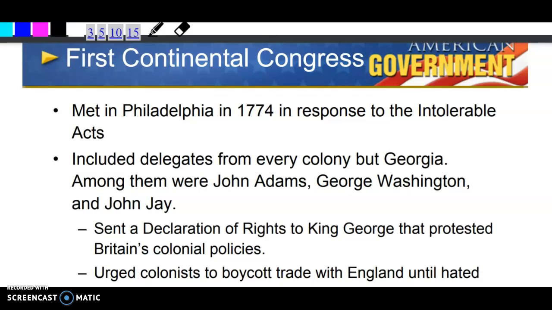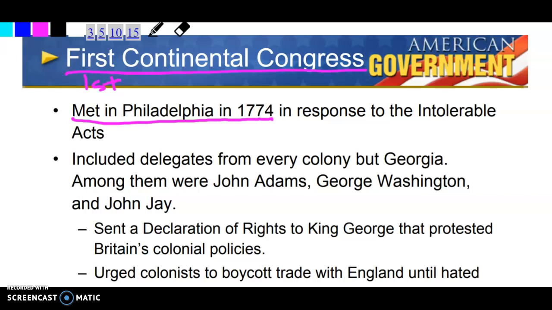Your next heading, the First Continental Congress. You can always abbreviate first with the number. What was the First Continental Congress? Well, it met in Philadelphia in 1774, and it was in response to the acts from Britain. It included delegates or representatives from every colony but Georgia. Among them were some famous names like John Adams, George Washington, John Jay.